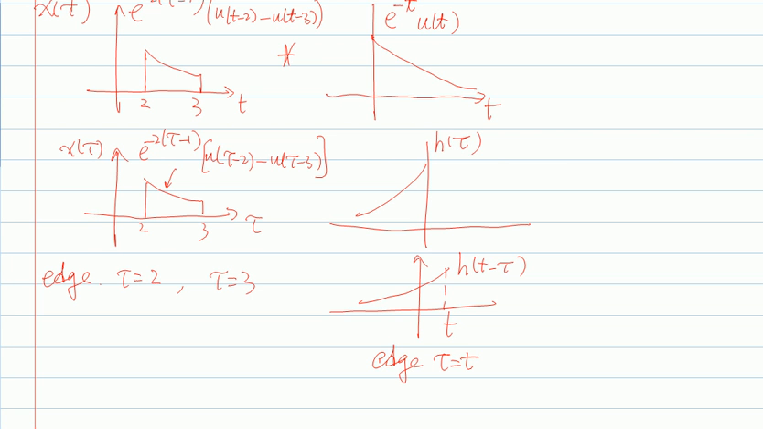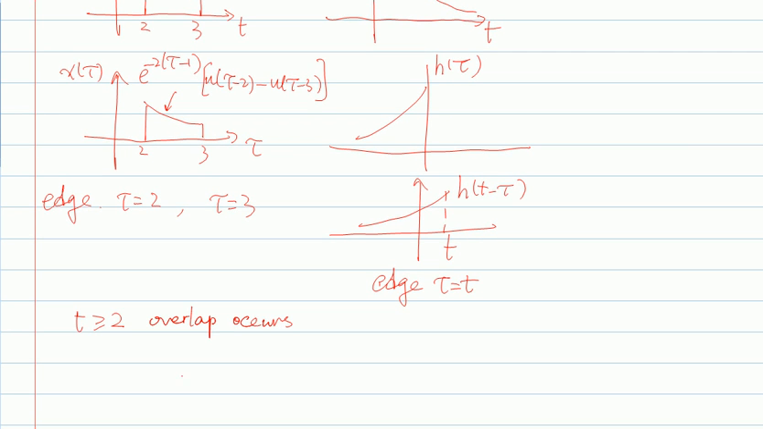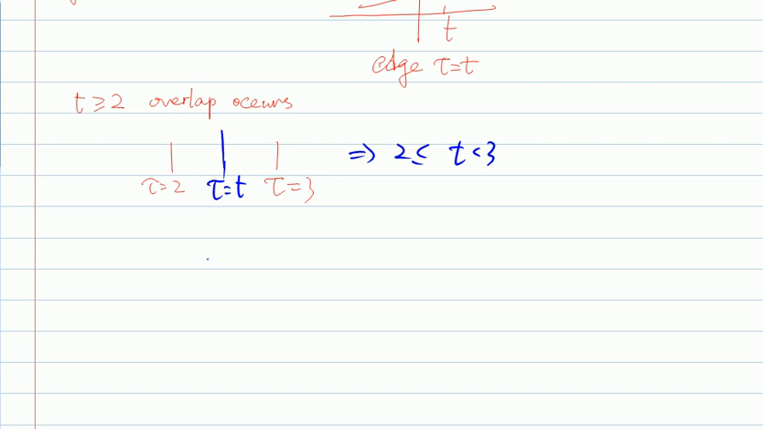So apparently they will have overlap when t is greater than 2. When t is greater than 2, overlap occurs. The relative location is, let's say this is tau equals 2 and this is tau equals 3, and when the edge of tau equals t is within the two edges, that means t is greater than 2 and less than 3. So that's one case. In this case, your graph looks like this, that's one graph, and the other graph will be like here. It's t, 2, 3.